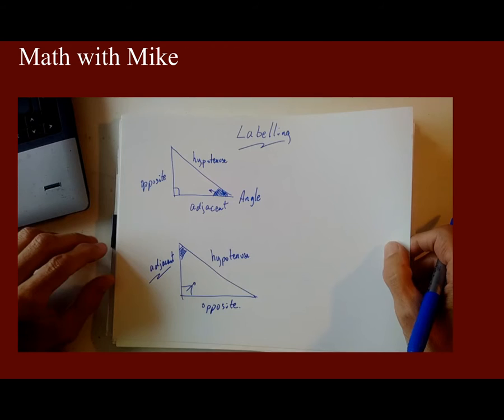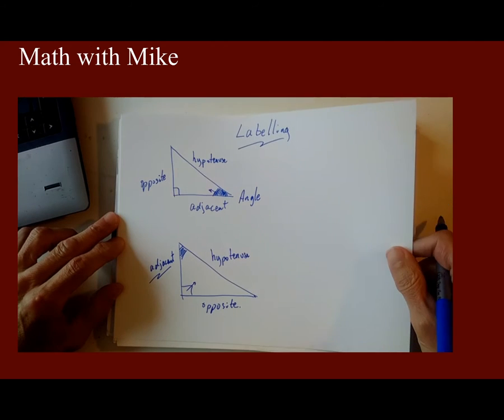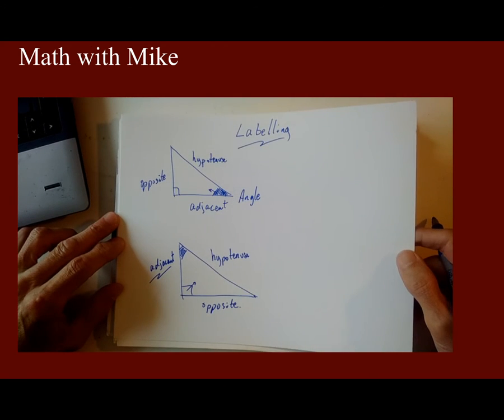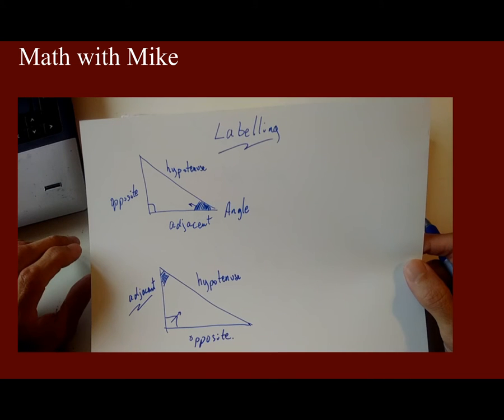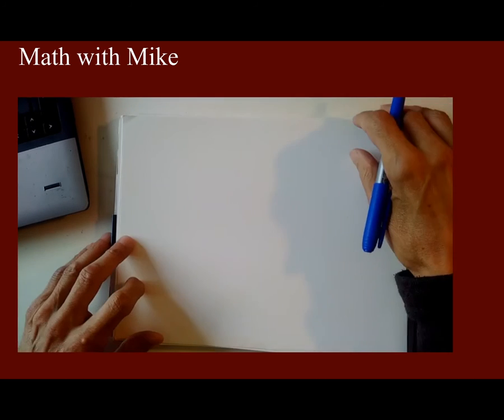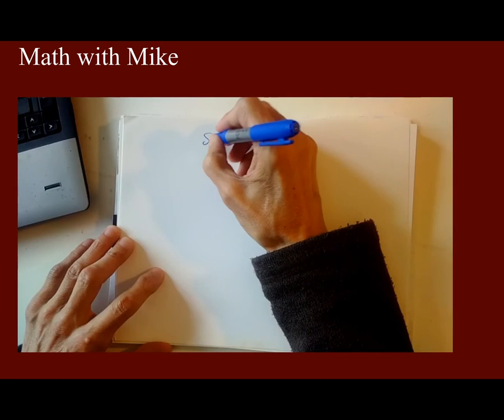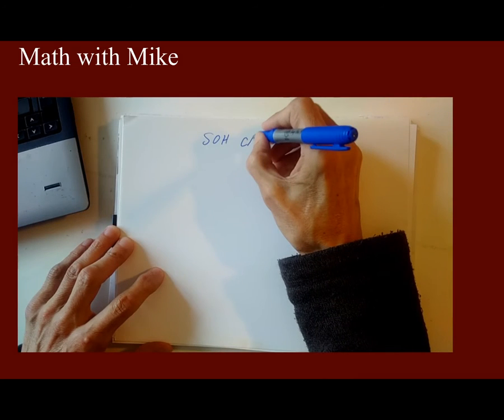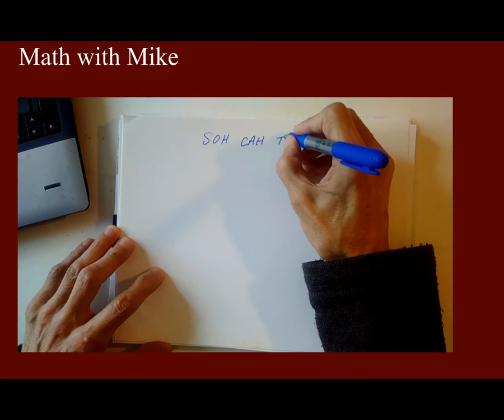So this was the labeling of the sides. The next is this thing called SOH CAH TOA, which we can use in grade 9 and grade 10. We're going to update it later on in grade 12, but that's good for now. It'll get us going on this topic, and then you can handle the change later on.